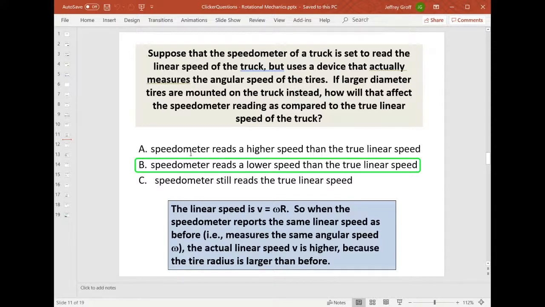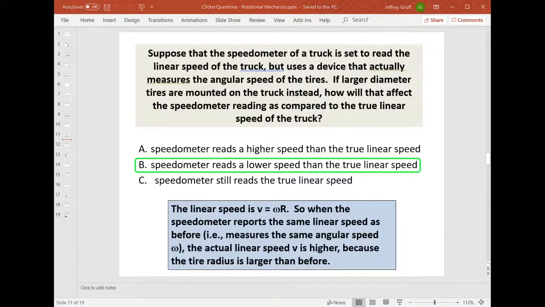Another way to think about this is the vehicle travels a certain distance for every rotation of the wheels. And if you have bigger wheels, that distance is larger. So if you rotate one time every second, have an angular speed of 1 revolution per second, 2 pi radians per second, a bigger wheel is going to translate to a larger linear speed. So the speedometer is not going to be correct anymore. It's going to read a lower speed than the true linear speed of the vehicle.